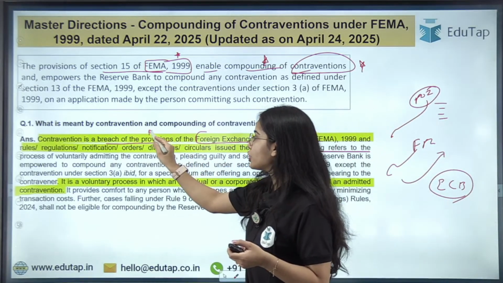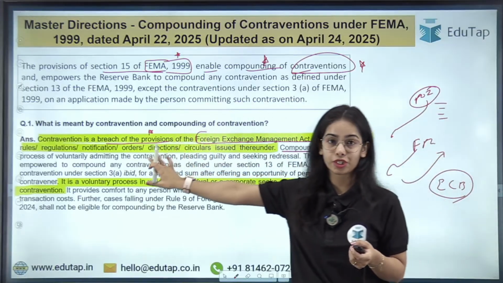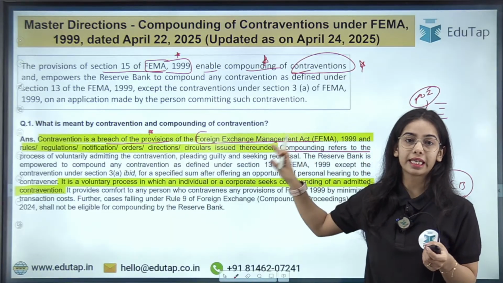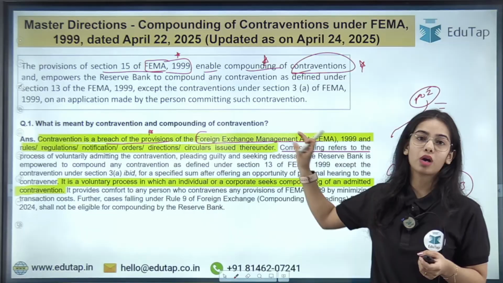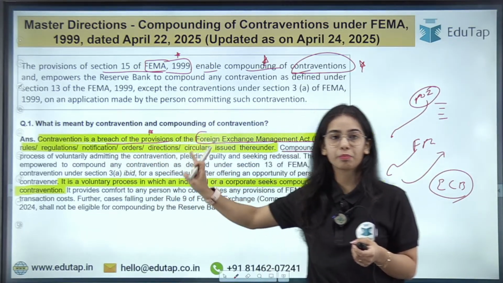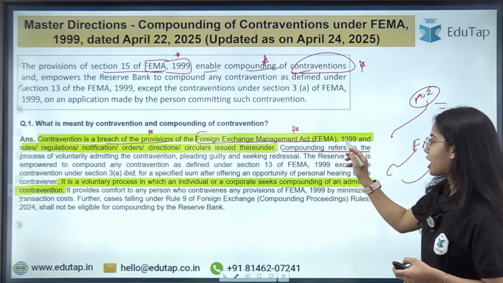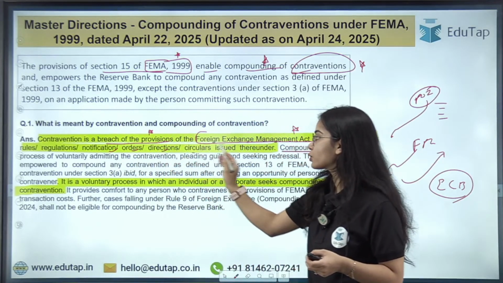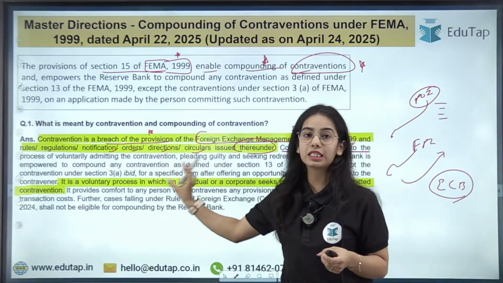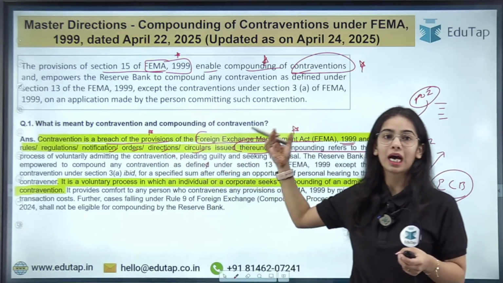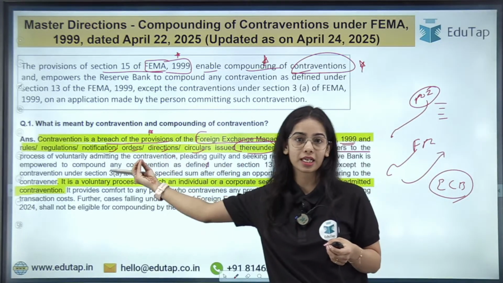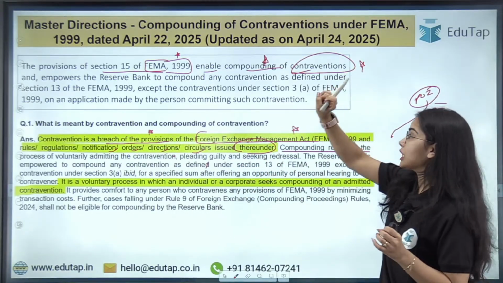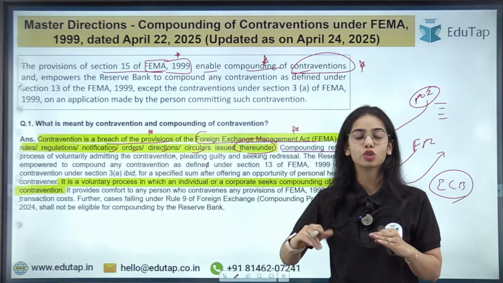Now, if any provision of this Foreign Exchange Management Act is breached, that is a contravention. If you are breaking the rules and regulations laid down in the Foreign Exchange Management Act, you are doing a contravention, okay? So contravention is a breach of the provisions of the Foreign Exchange Management Act of 1999, and any rules, regulations, notifications, orders, directions, circulars issued thereunder. If there is any breach of the provisions, then that is a contravention. So we have understood contravention. Contravention is a kind of breach of the provisions or rules and regulations that you are doing.